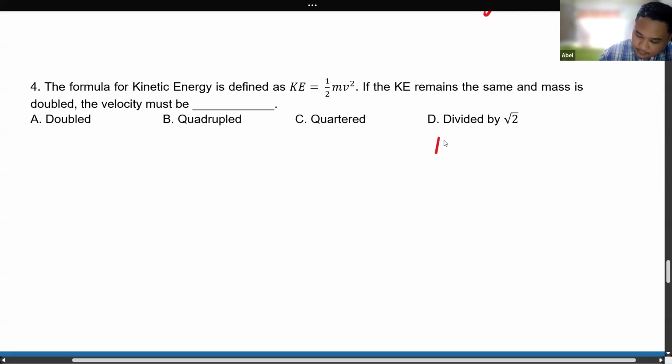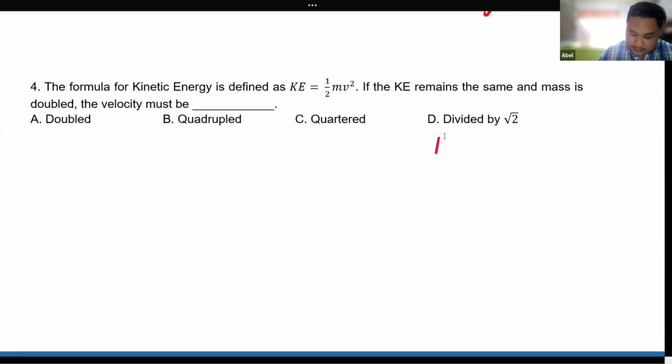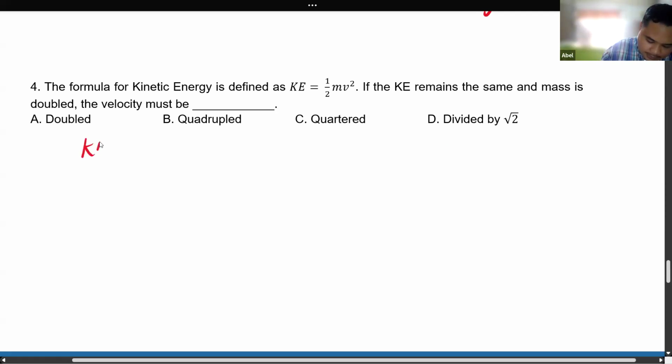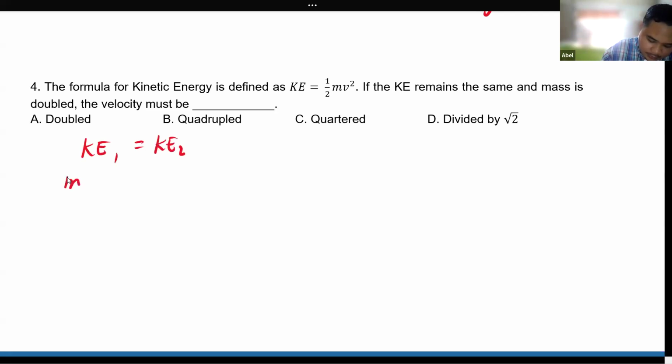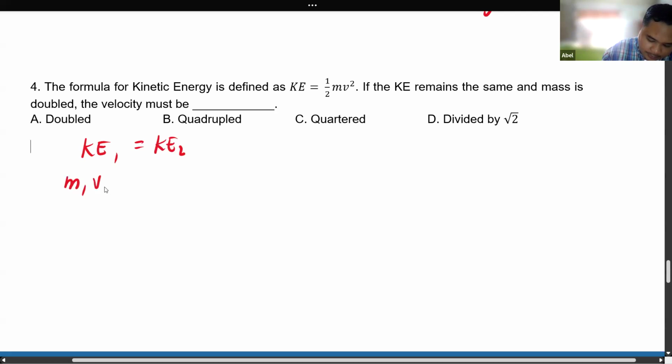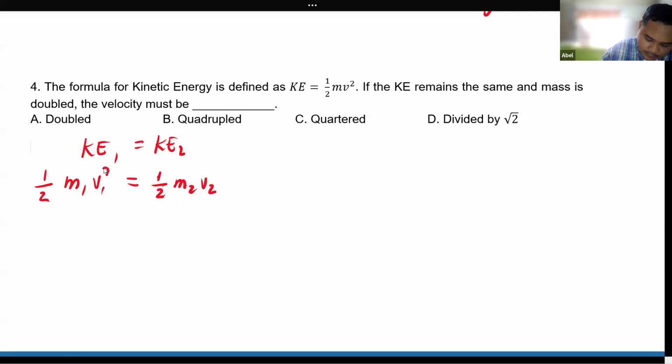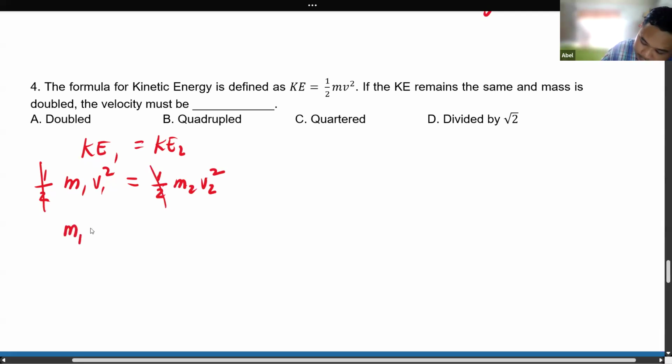So we have here kinetic energy 1 is equal to kinetic energy 2. And we all know that we have 1/2 M1 V1 squared and 1/2 M2 V2 squared. So we can simply cancel out the 1/2, right? And so we have M1 and then we have V1 squared.